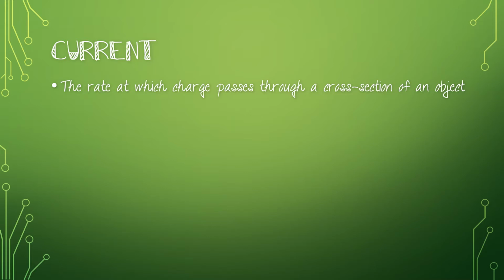Since this definition is the rate at which something happens, we know that anytime we see that word rate, we're looking at a derivative, and this is a derivative with respect to time, like many of the derivatives we've seen in this course. So capital letter I is our symbol for current, and it is equal to dq/dt, the rate at which charge is passing through an area.